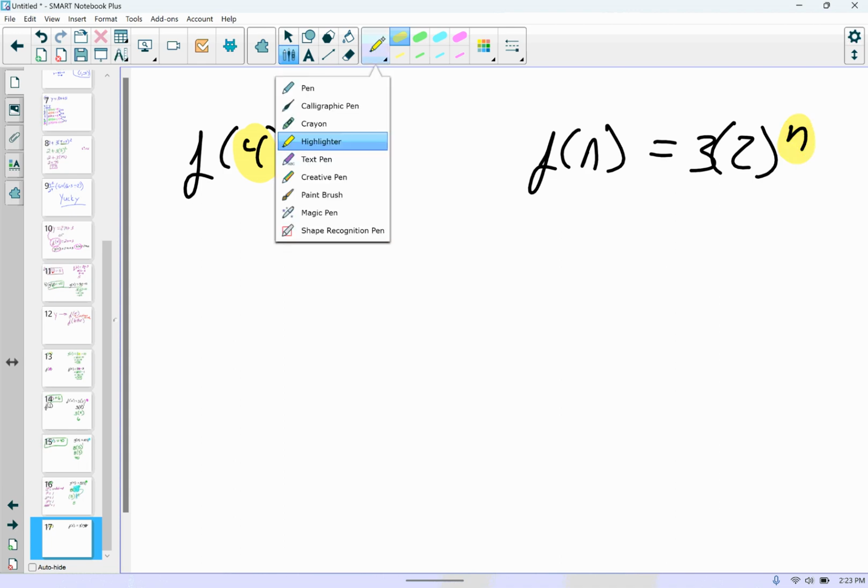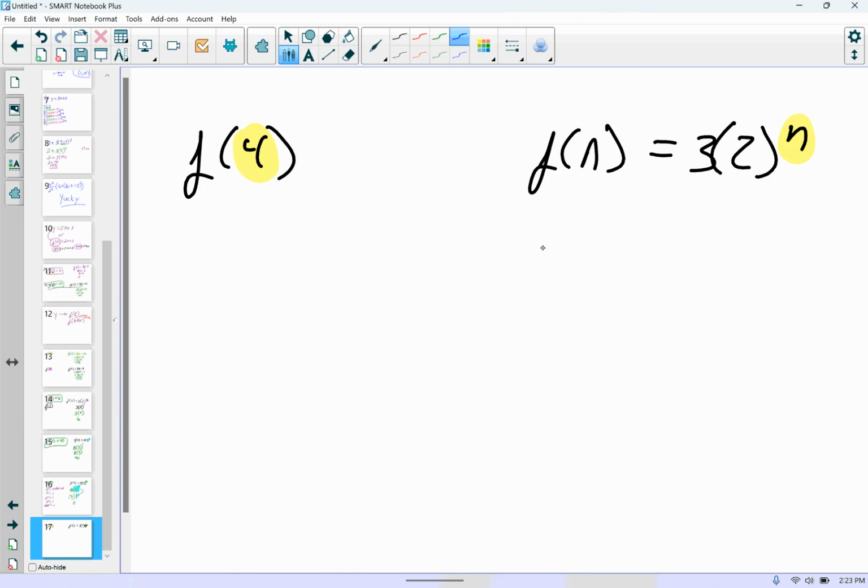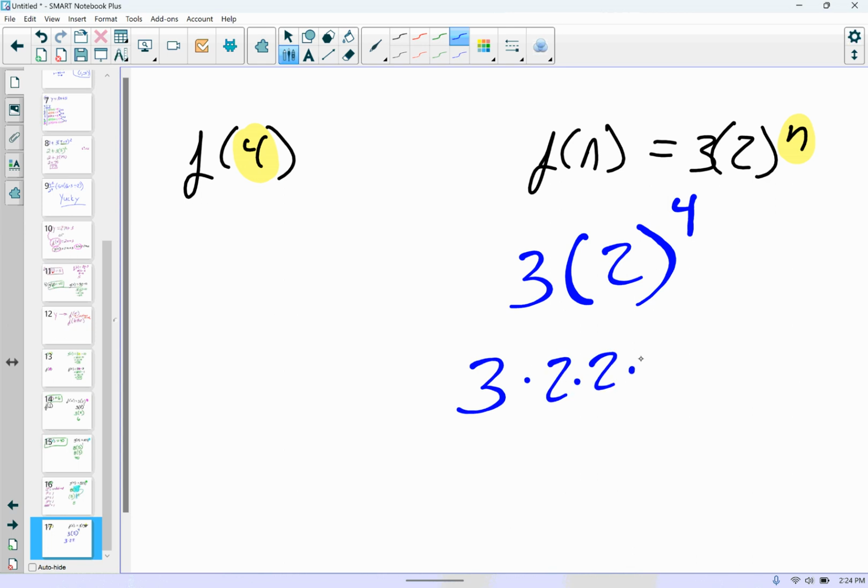All right. So this is going to be 3 times 2, with the 2 raised to the 4th power. So that means you have to understand that 2 to the 4th is 2 times 2 times 2 times 2. Okay? So this here means the same thing as this. Good?